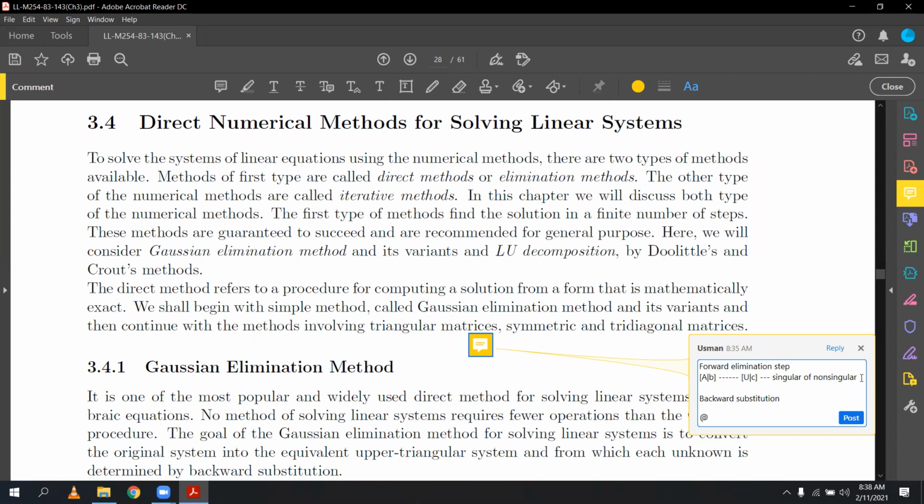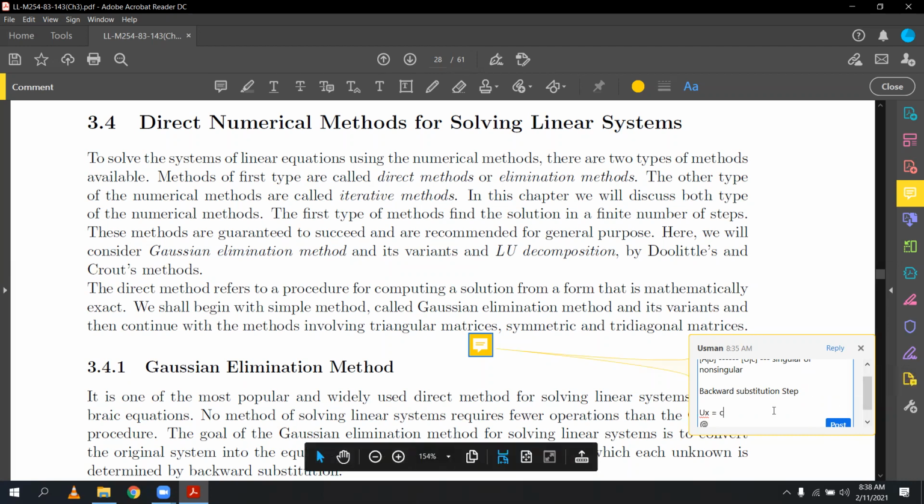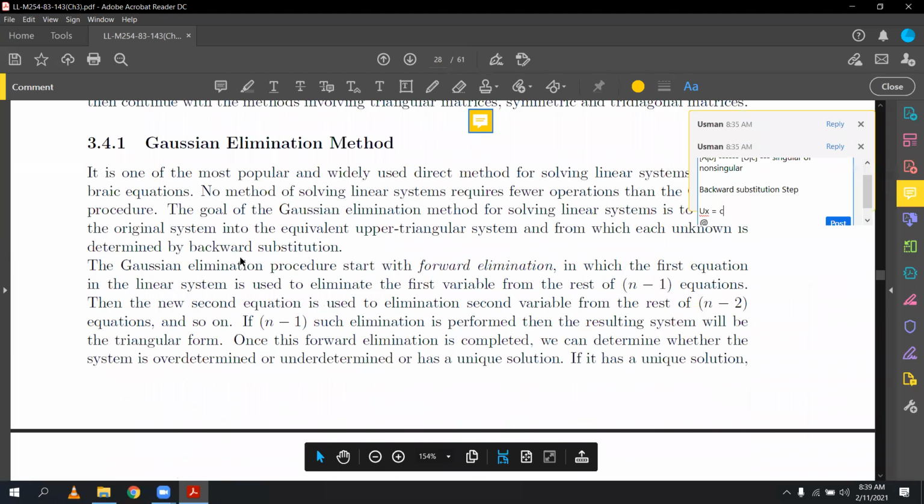Backward substitution step. What does the backward substitution step mean? You will solve what? New system. What is your new system now? Ux is equal to C. And then you use the backward substitution. Backward substitution means from down to up. And then you find the solution of the linear system. You understand? This is the procedure I mentioned here now.